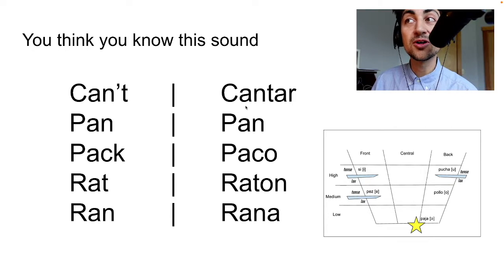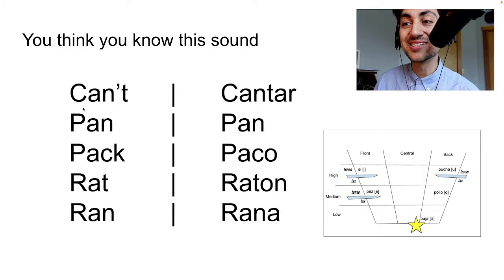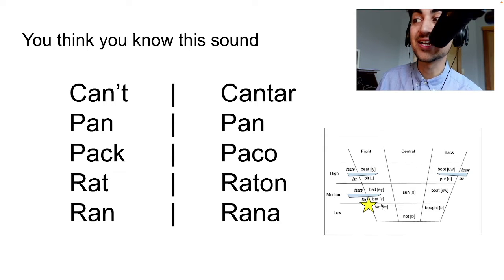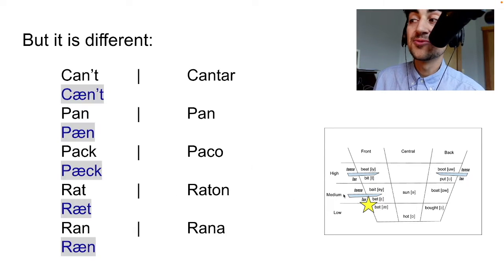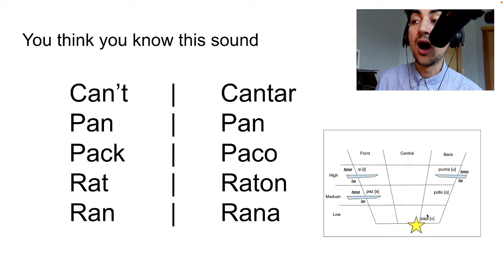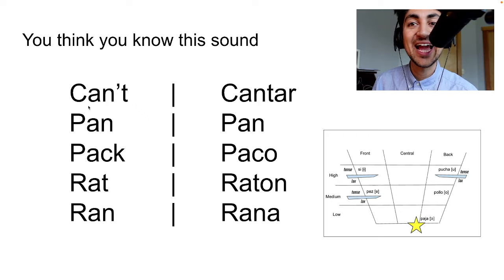The vowel that I've noticed people are using in place of the correct English one for cat, which we can find right here. Bat or cat. The wrong vowel is used. The vowel that's used instead is the Spanish paja. So let's listen to the difference between these two. Ready? Can't, cantar.